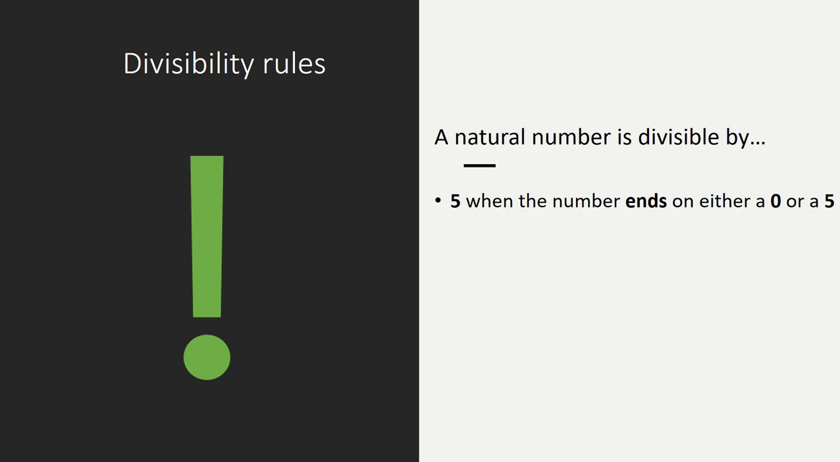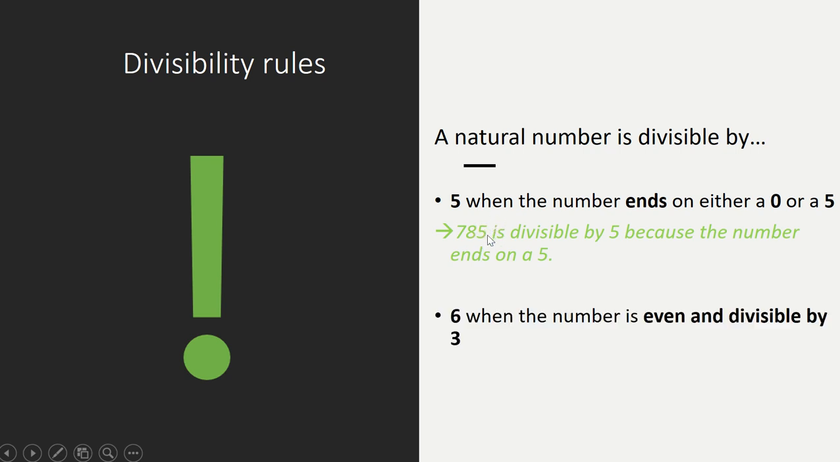A natural number is divisible by 5 when the number ends on either a 0 or a 5. So if I have 785, it is divisible by 5 because the number ends on a 5. A natural number is divisible by 6 when the number is even and divisible by 3. The and is really important over here.